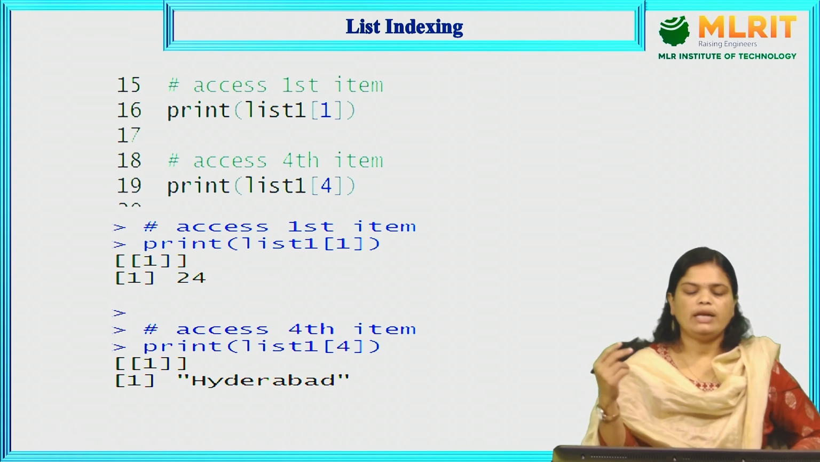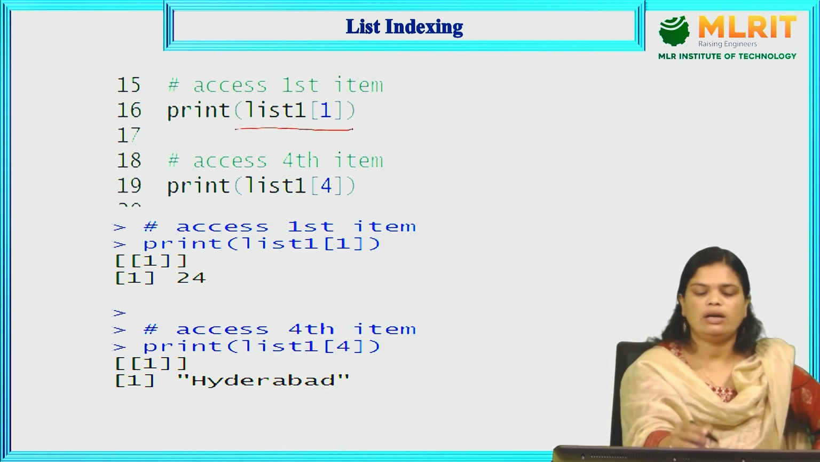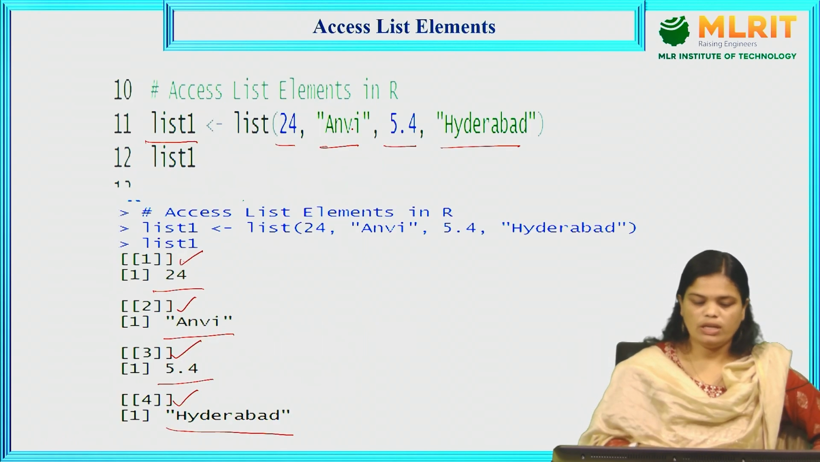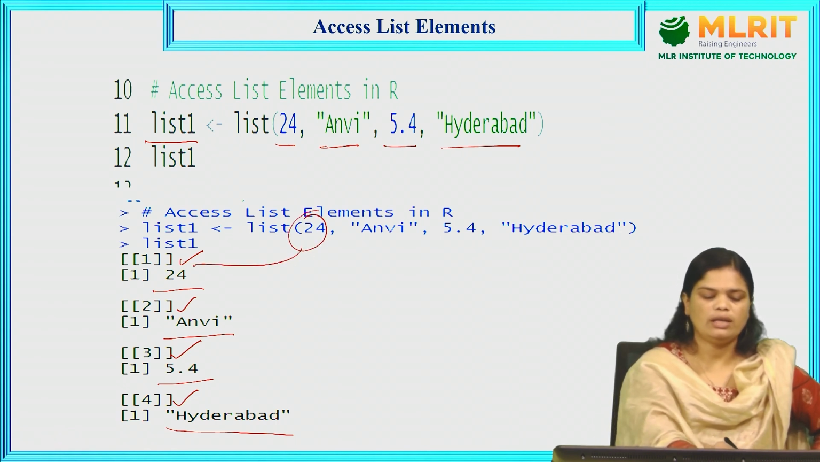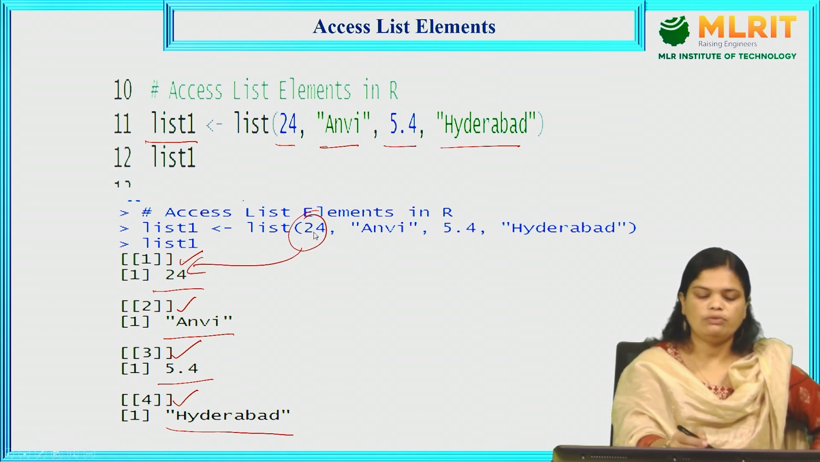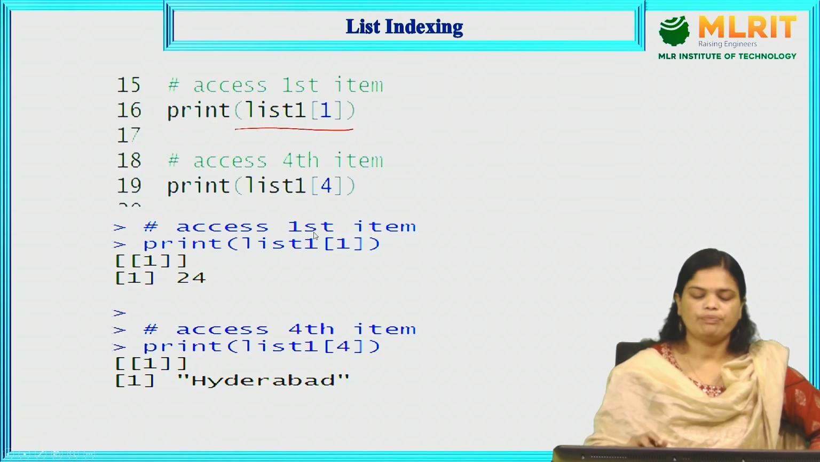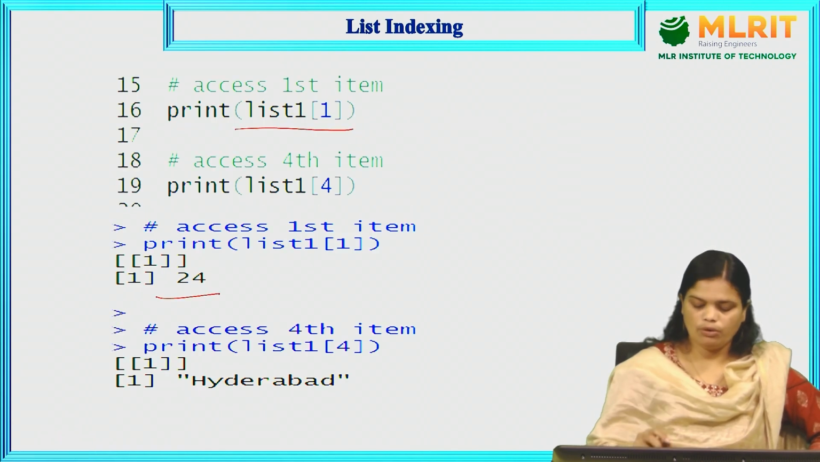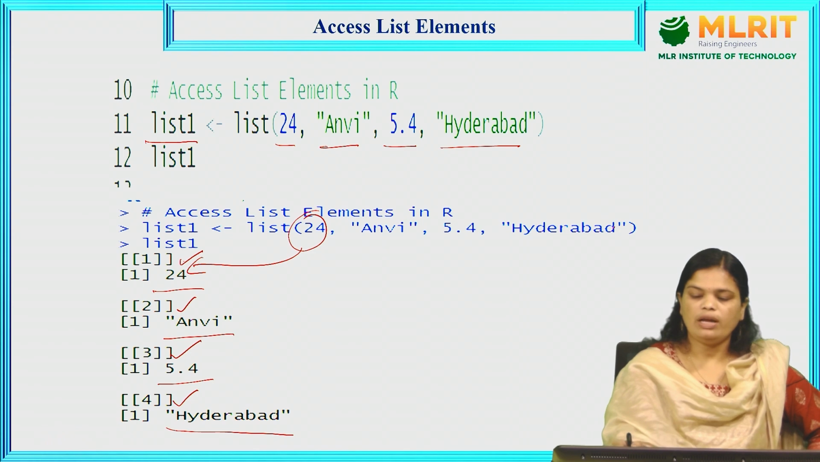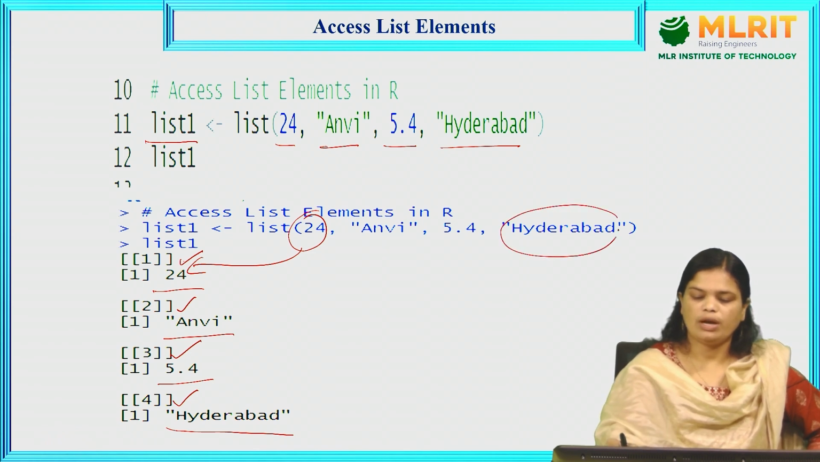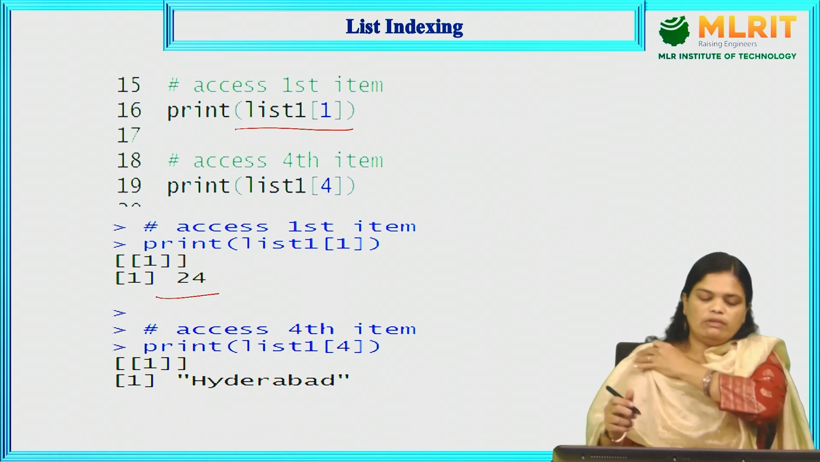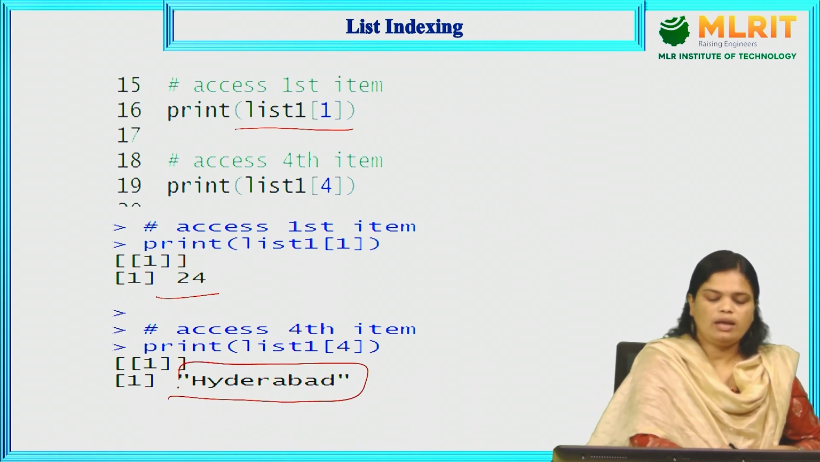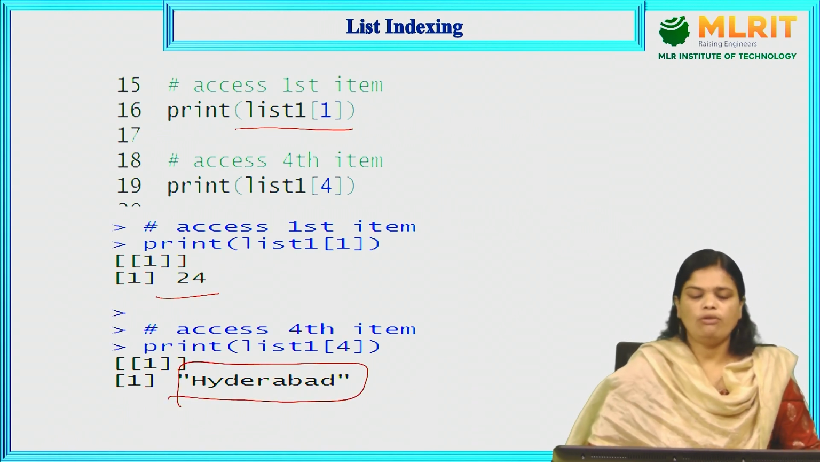Now I am trying to access the list index value of 1. What is there in the index value of 1 here? I have 24 in the index value of 1. So look at the output here, I have got 24. And what have I stored in the index value of 4? I have stored Hyderabad in the index value of 4. So it will display Hyderabad.